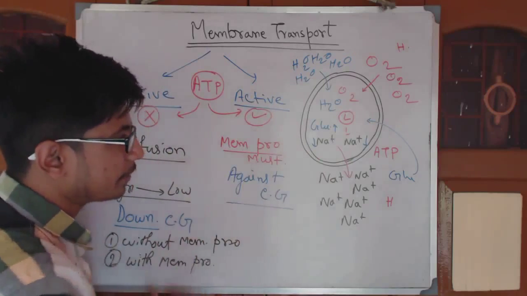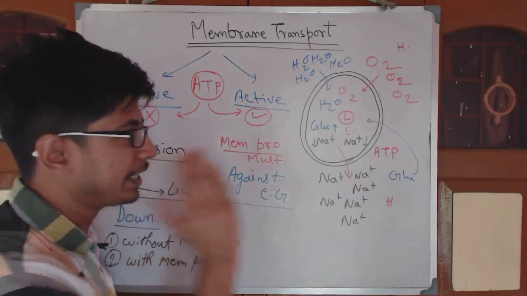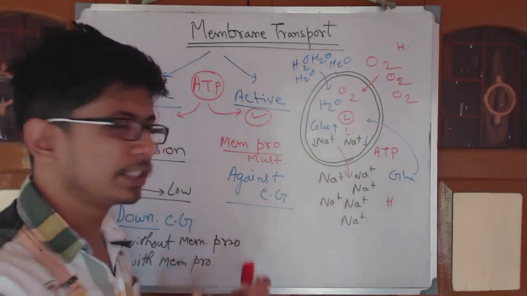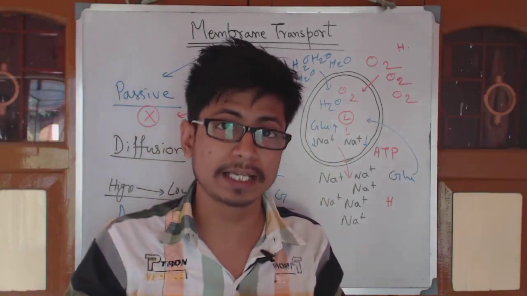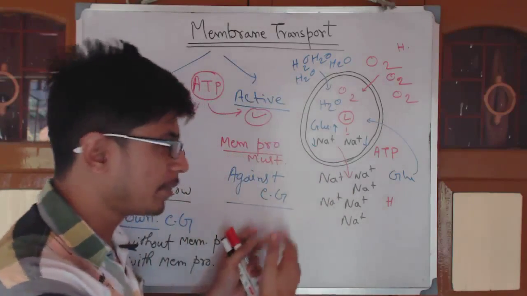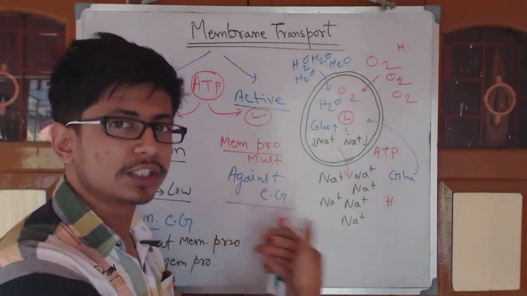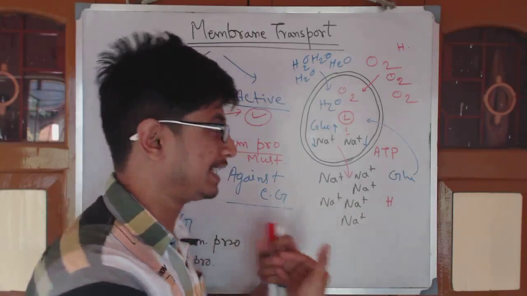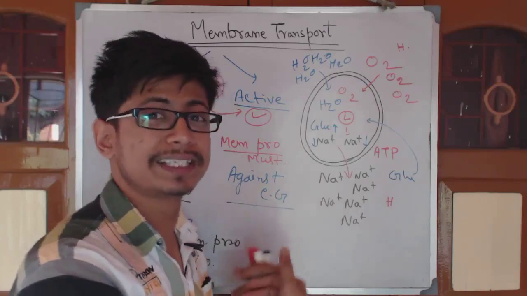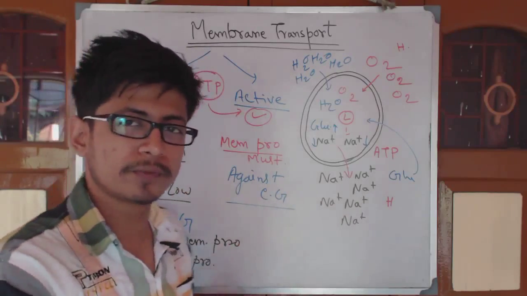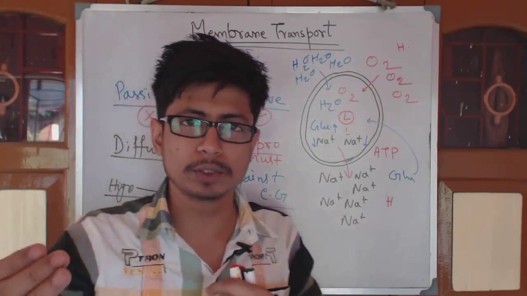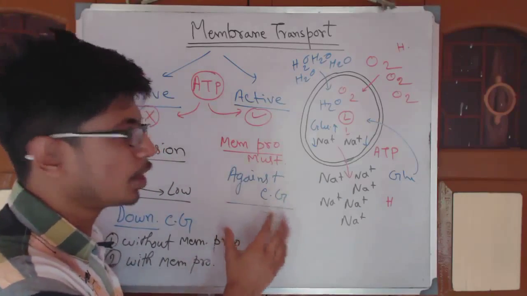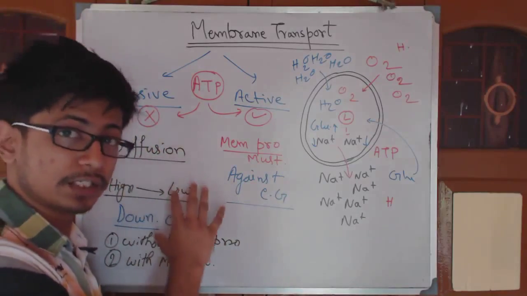Another thing about active transport is that sometimes it requires direct energy, or sometimes there are very complicated membrane proteins through which multiple molecules can pass at the same time, and we call them symport or co-transport. Symport means two molecules pass through the same carrier protein in the same direction, and antiport means two molecules are passing in opposite directions. These things are present in active transport, which is not found in passive transport.